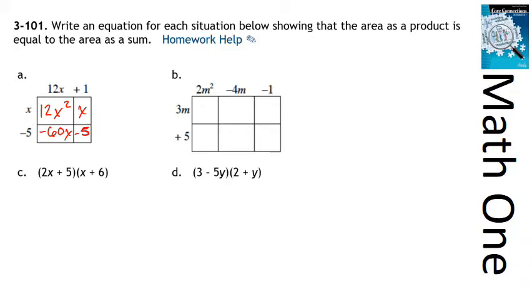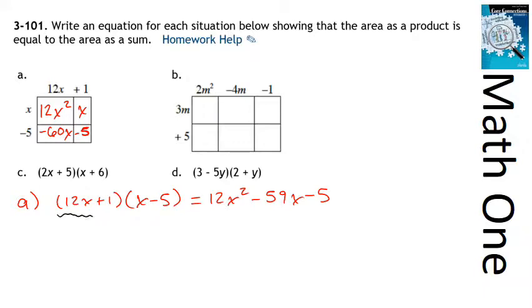So now it says that I'm supposed to show that the area as a product is equal to the area as a sum. What I would write for A is that 12x plus 1, that's the dimension along the top, times x minus 5, that's the dimension off to the left, is equal to 12x squared. And then I'm going to combine negative 60x and 1 positive x, and that becomes negative 59x, and then finally minus 5.